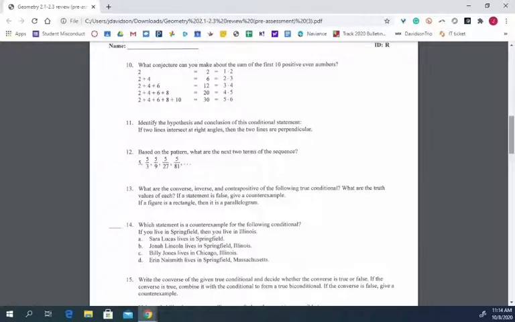What conjecture can you make about the sum of the first 10 positive even numbers? So we've seen this formula before. The first term gives you 2, which is 1 times 2. The second term gives you 6, which is 2 times 3. Third term is 3 times 4. Fourth term is 4 times 5. Fifth term is 5 times 6. What do you think the 10th term is going to be?